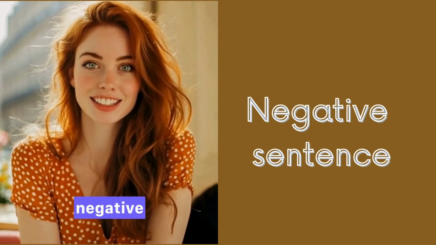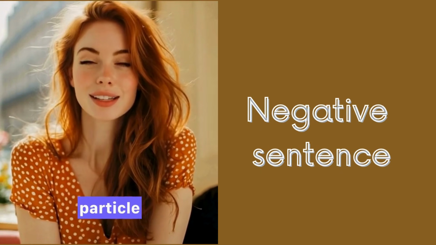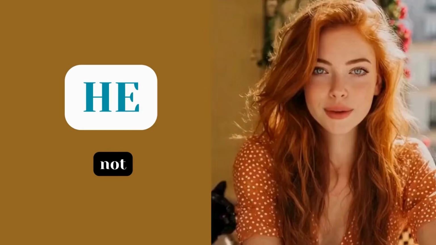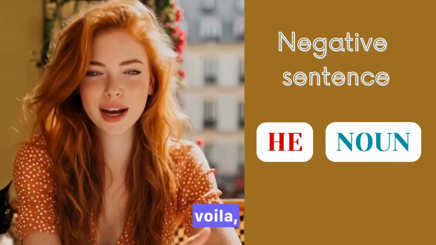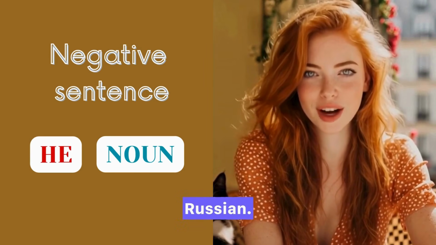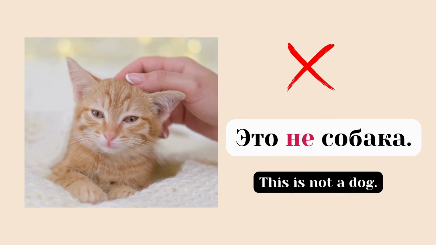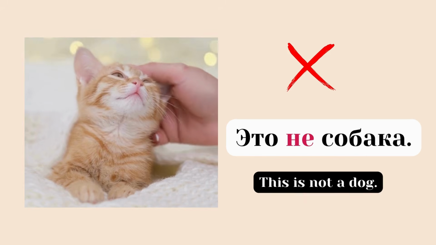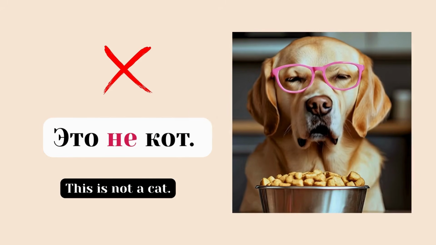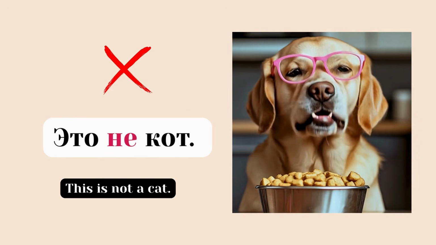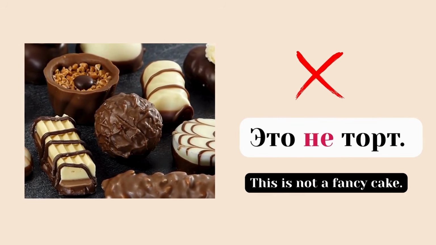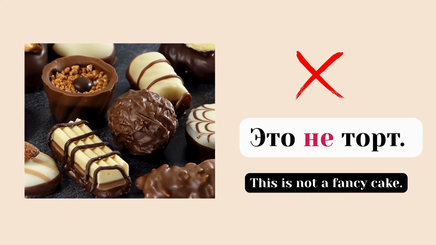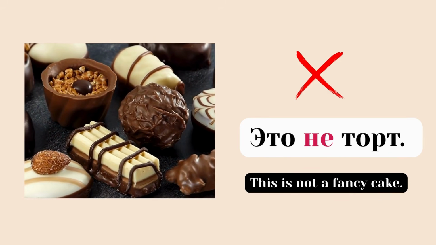And to create a negative sentence, we will need the particle не, which means not. Place it before the word you want to negate, and voila, you have a negative sentence in Russian. Это не собака. This is not a dog. Это не кот. This is not a cat. Это не торт. This is not a fancy cake.